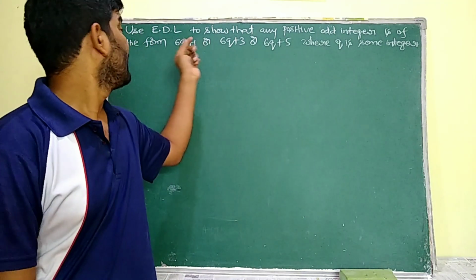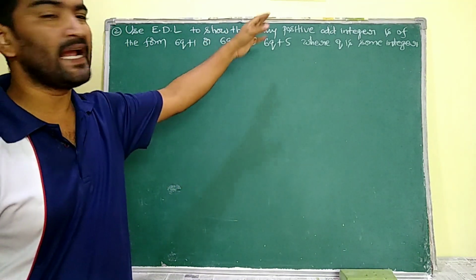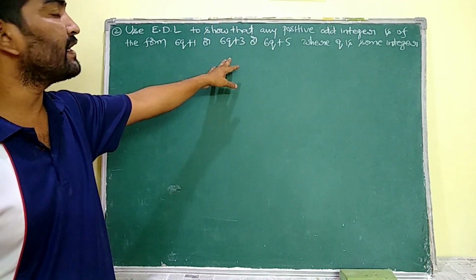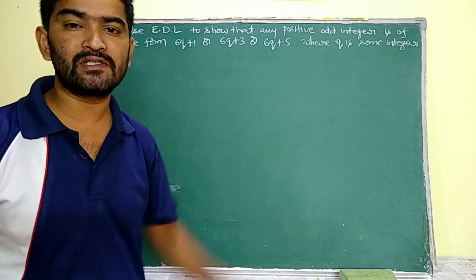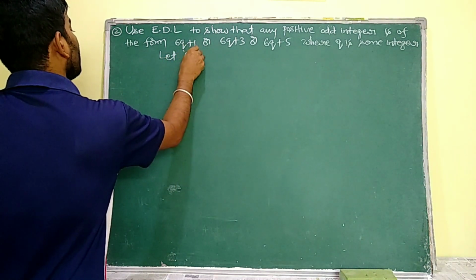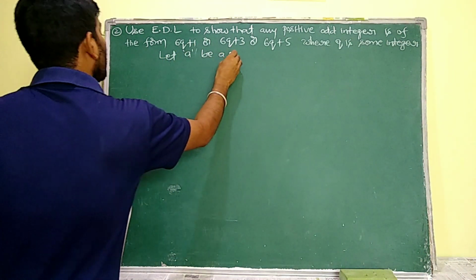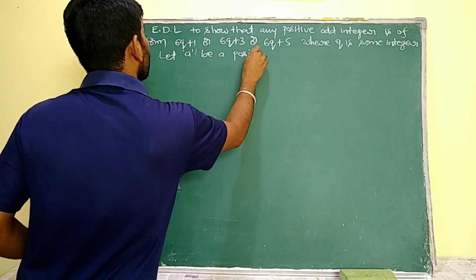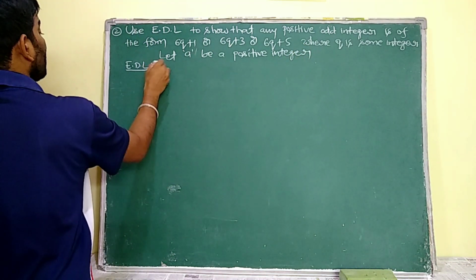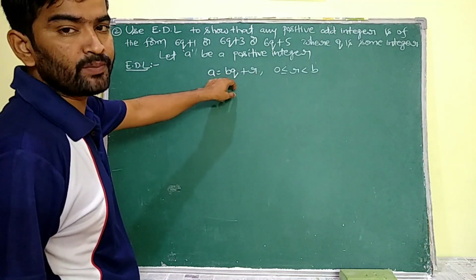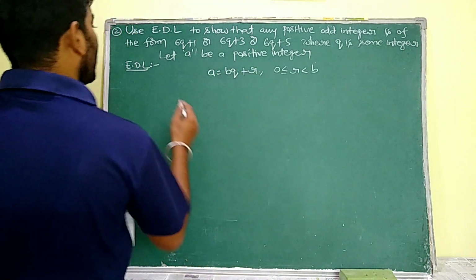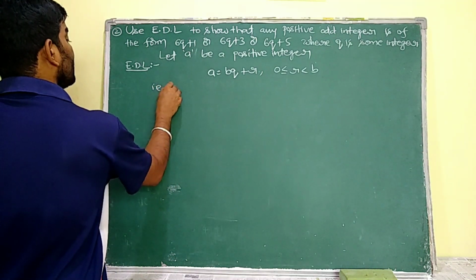Use Euclid's division lemma to show that any positive odd integer is of the form 6q plus 1 or 6q plus 3 or 6q plus 5, where q is an integer. For that, firstly let A be a positive integer. Then write the Euclid division lemma definition: A is equal to BQ plus R, where 0 is less than or equal to R is less than B.